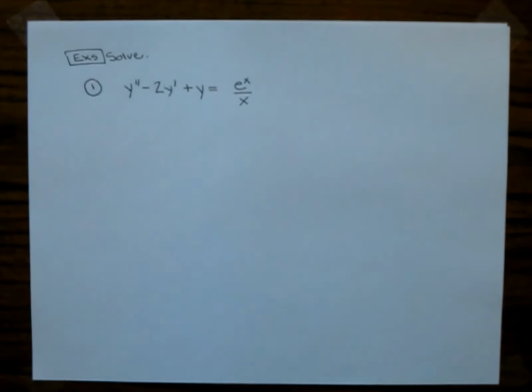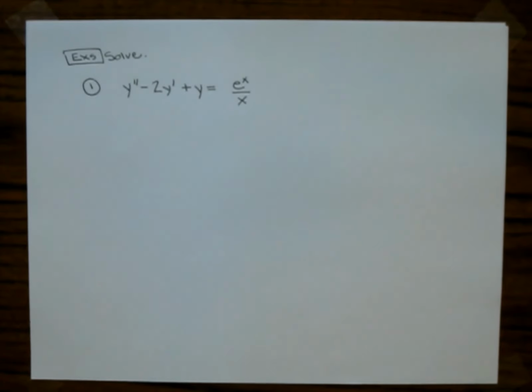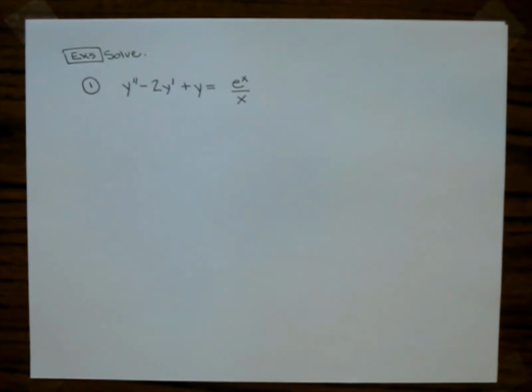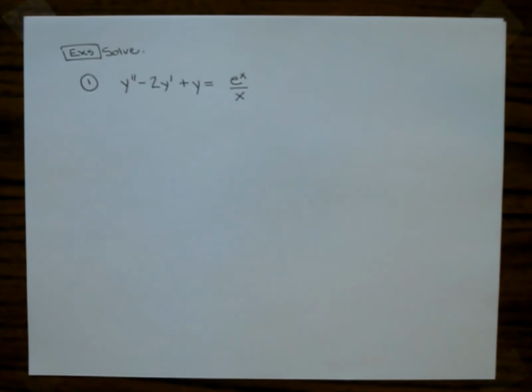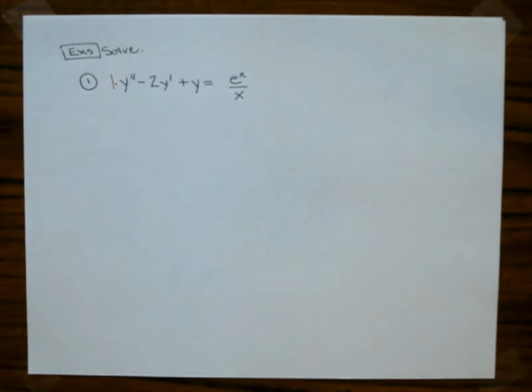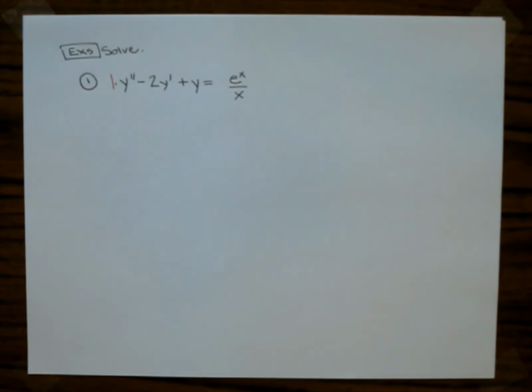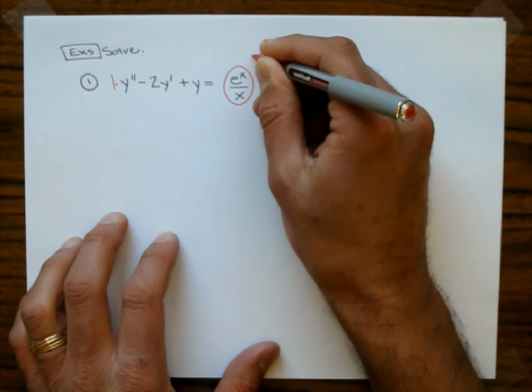So let's go to problem number 1, which was actually the problem that I had written on the first page. We are going to do variation of parameters and solve this differential equation. So let's go ahead and go through the steps. Step number 1, make sure the coefficient of y double prime is 1. And guess what? It is. Okay, step 2, identify f. There it is.